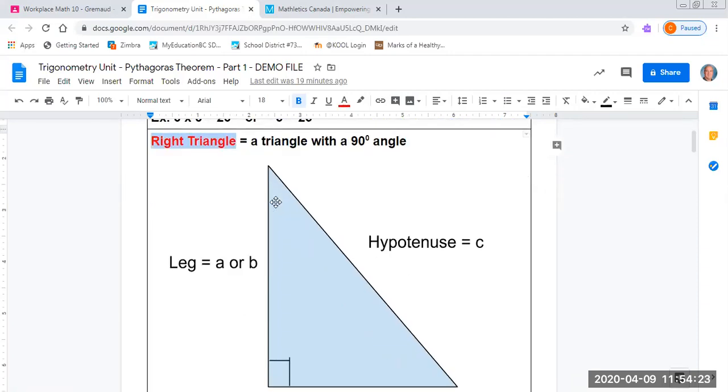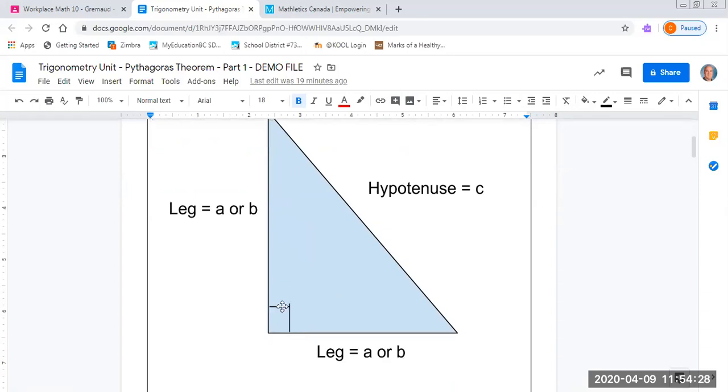Now, another key concept that you need to understand is what a right triangle is. A right triangle is basically defined as a triangle with a 90-degree angle. In this case, this line here is indicating that this is a 90-degree angle within a triangle. In any right triangle, the side that is directly opposite the right angle is the hypotenuse. This is the longest side of any right triangle. The two other sides are collectively called the legs.